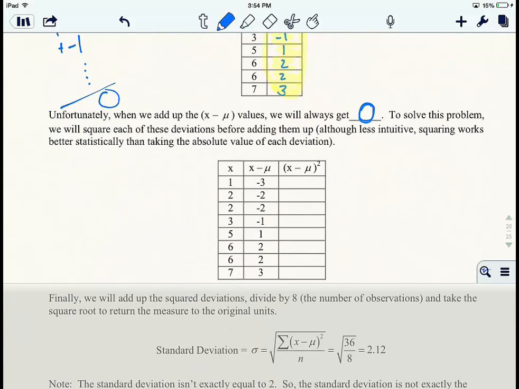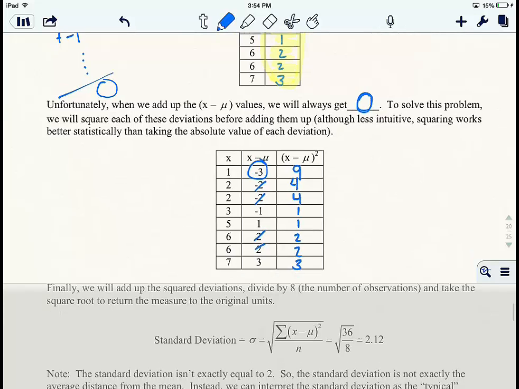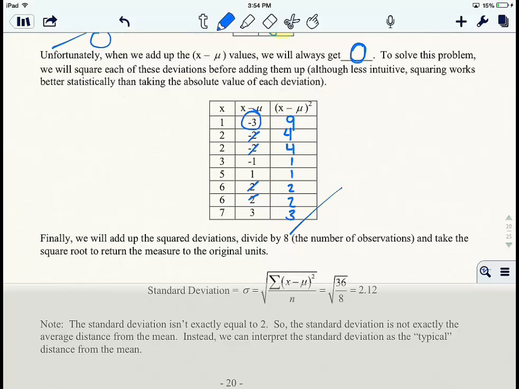So -3 squared is 9, -2 squared is 4. Notice we got rid of the negative sign, so they're no longer canceling each other out. Let me fill in that table. At this point now, we could add up all of these numbers. So the sum of x minus mu squared, add up all of these numbers and you'd get 36.